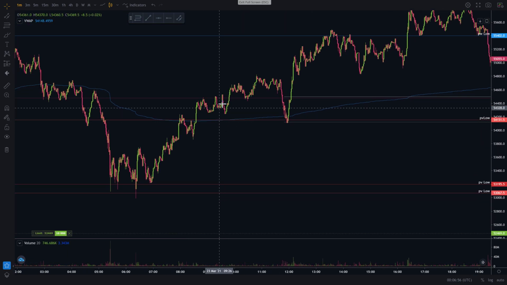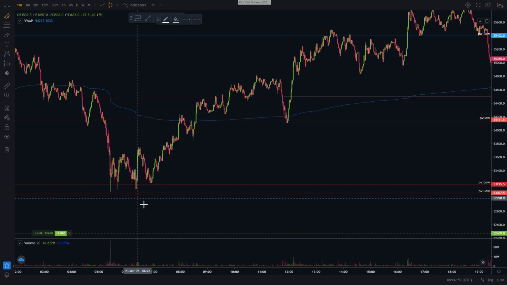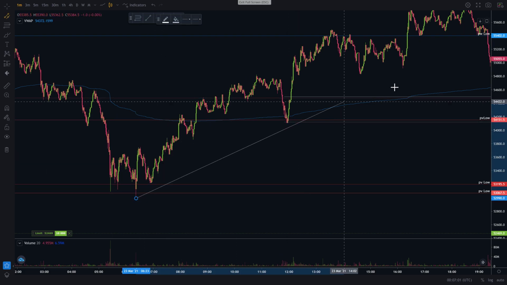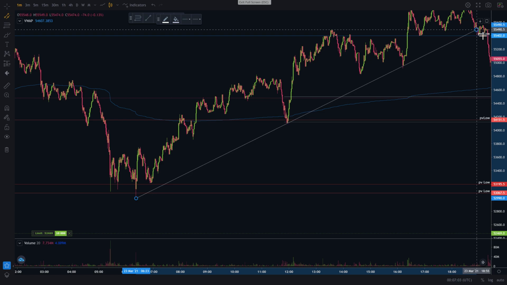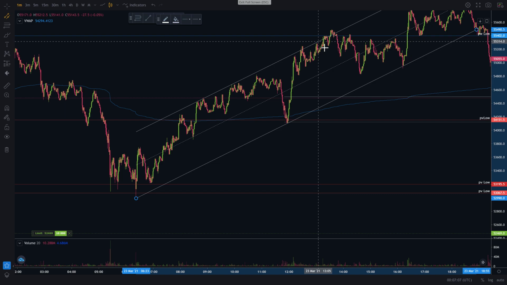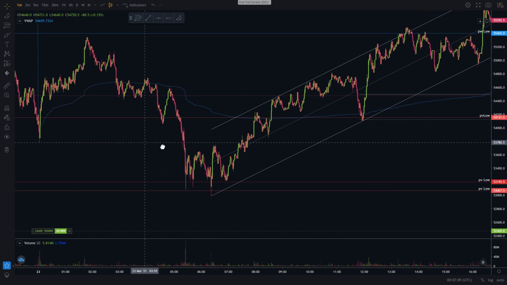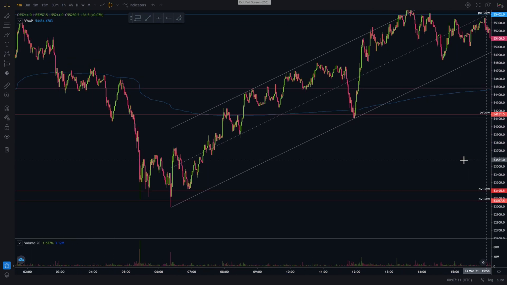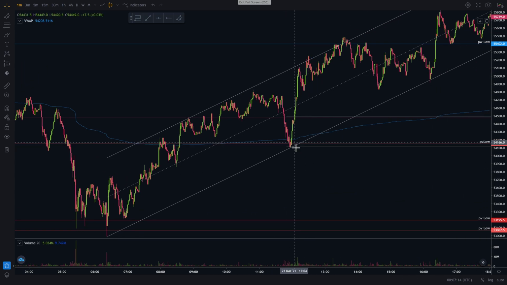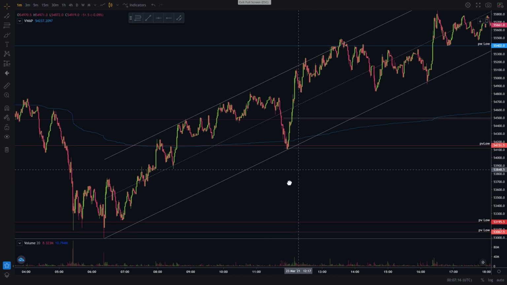I see one more channel here. We can mark it again. This is major low. This is major low. So you connect the points. The channel gave you an absolutely fantastic uptrend. From this moment you can trade the channel, because until that moment you don't know.